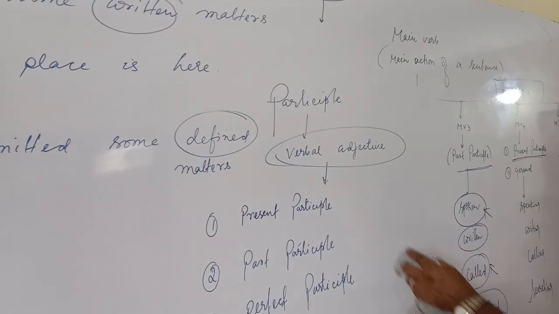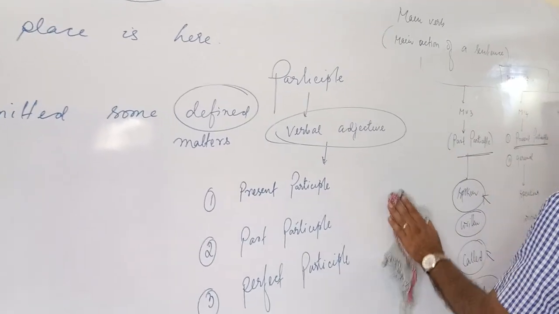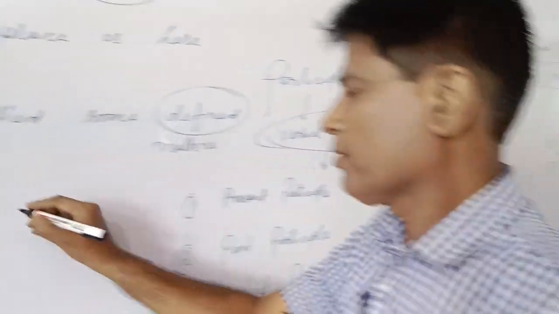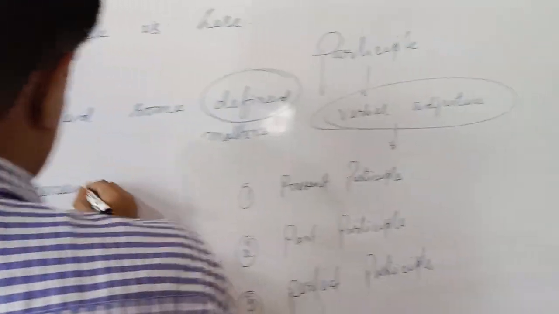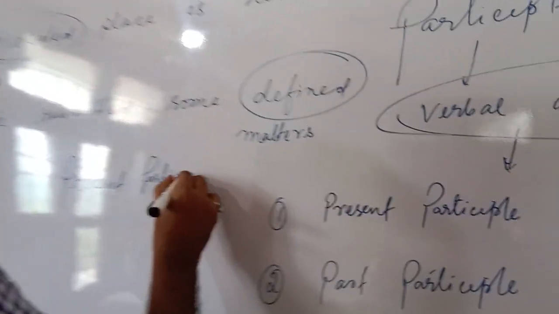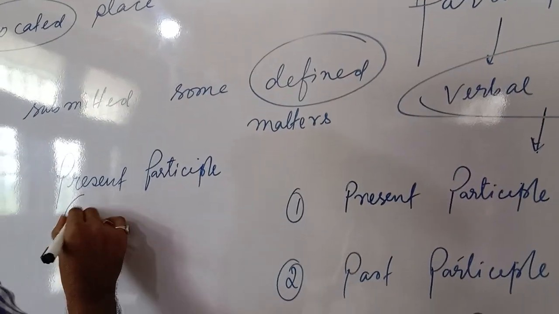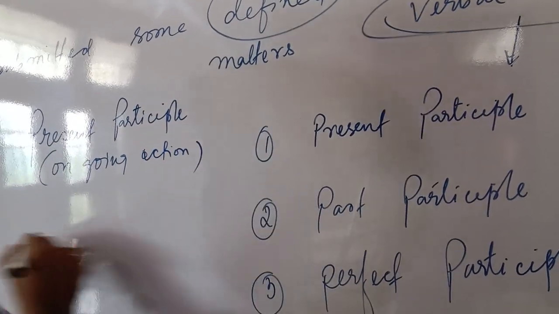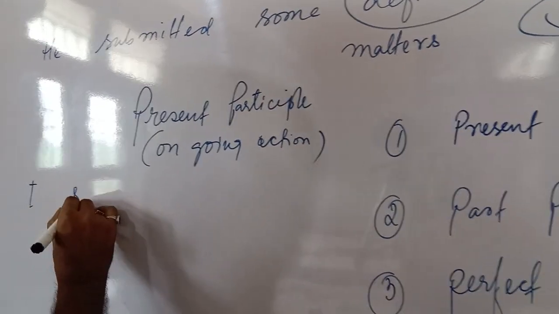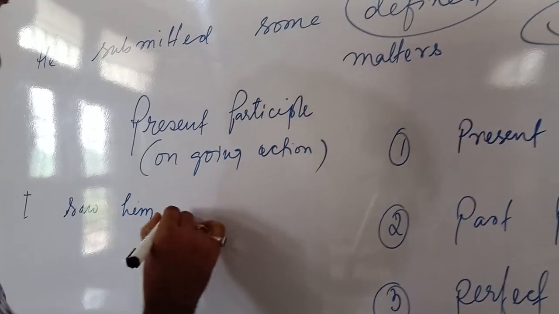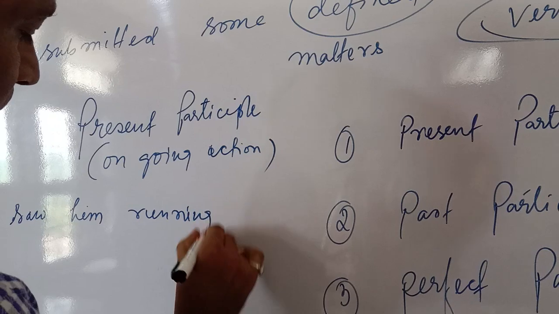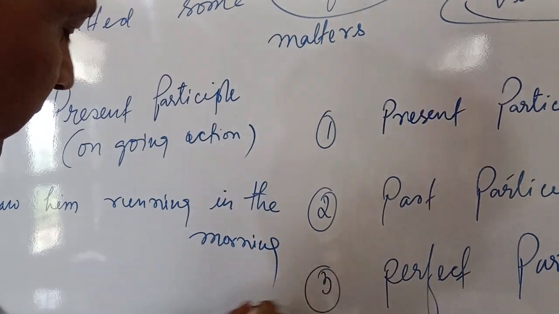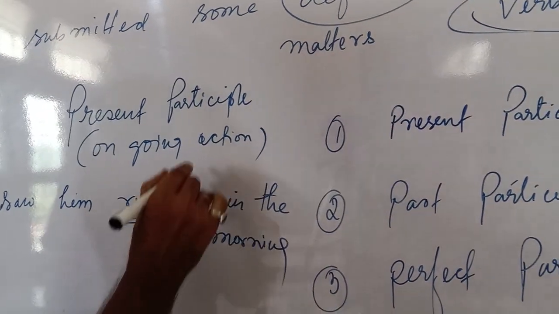Let us learn how to use present participle. Present participle defines the ongoing action in a sentence. I saw him running in the morning. So running over here is a present participle.